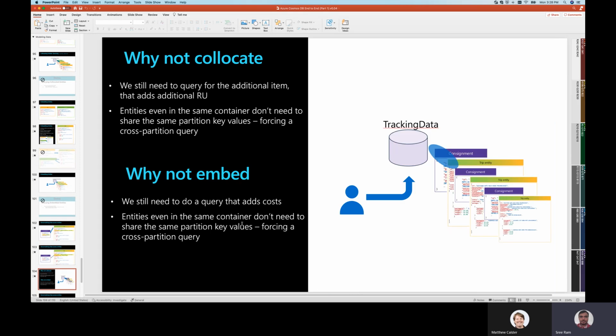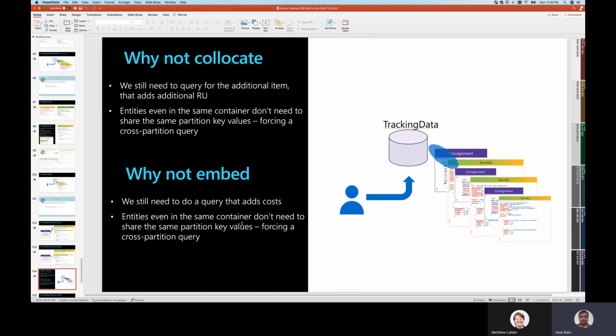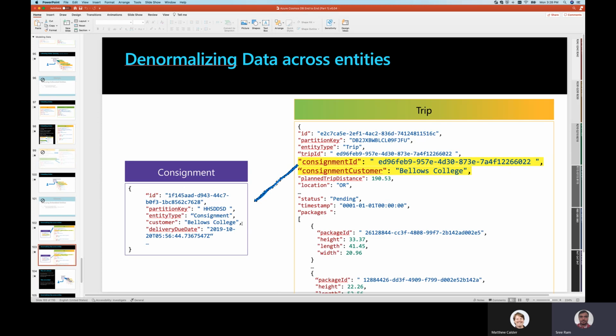Now on the trip, we have all the information in the form of co-location, in the form of embedding, in the form of denormalizing, all in one place, so that our screen could be fetched with one single query. Let's see the demo now. Let's see everything I have described in action.